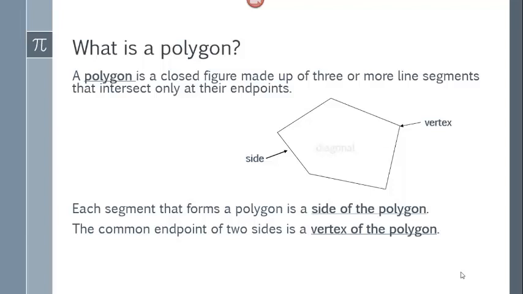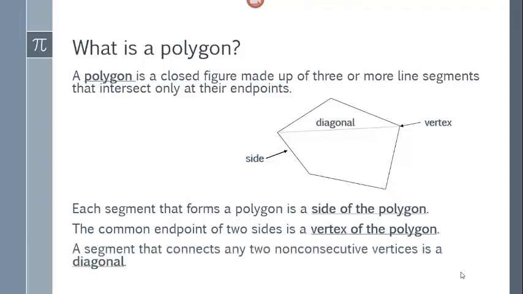And then finally, we can draw diagonals within a polygon. A segment that connects any 2 non-consecutive vertices is called a diagonal. Okay, so you have one example of a diagonal here, but this pentagon actually has several others, because any segment that connects one vertex with a vertex that's not consecutive is considered a diagonal. So this pentagon has a diagonal here, has one here, has one here, and has one here, for a total of actually 5 diagonals here.